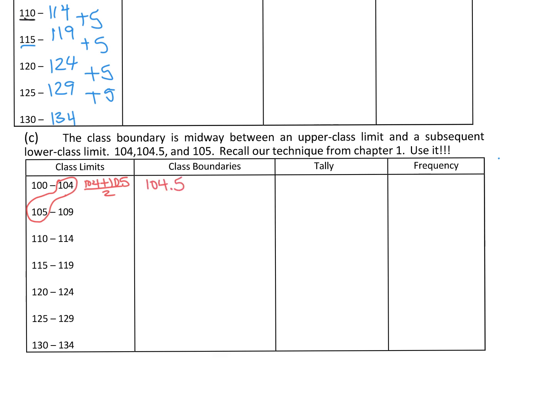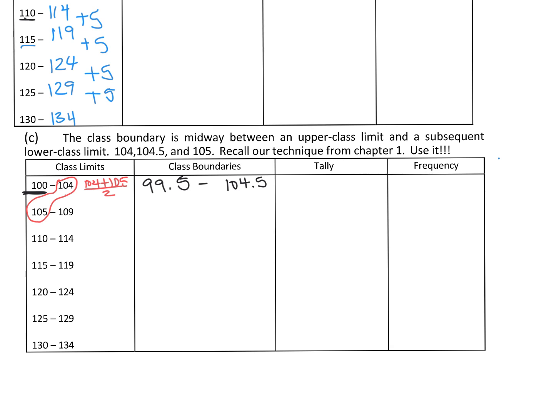Okay, and that would represent the upper class boundary. So let me do this over here. 104.5. Now for 100, if you remember by the definition, we just do 0.5 less. So that would be 99.5. So from our starting, we just do 0.5 less.